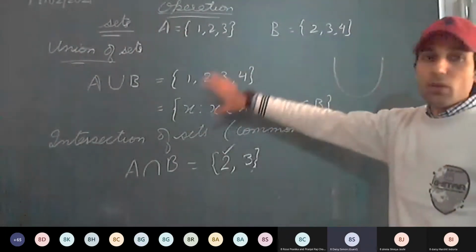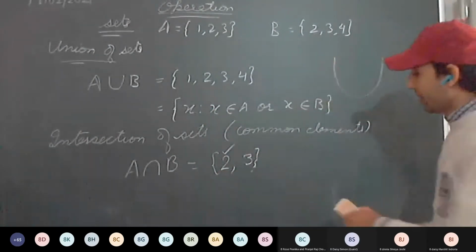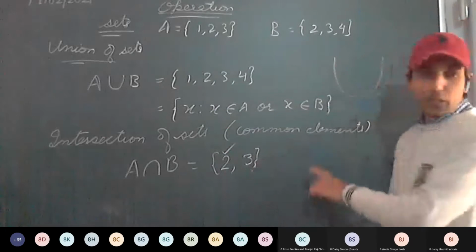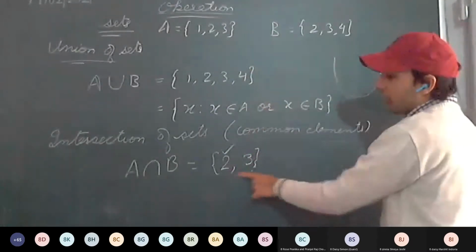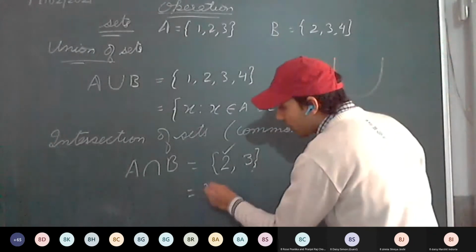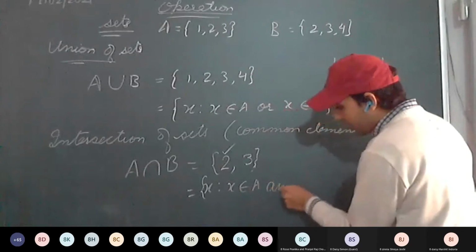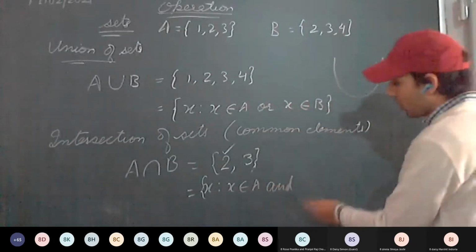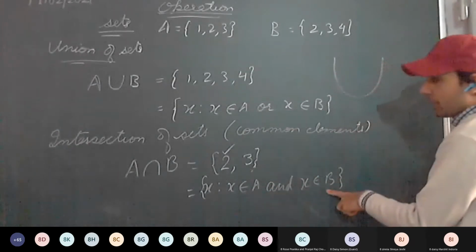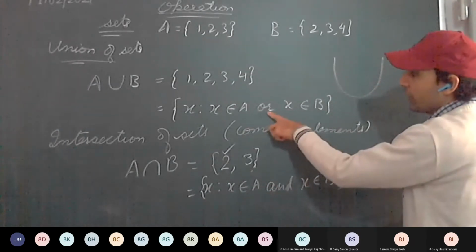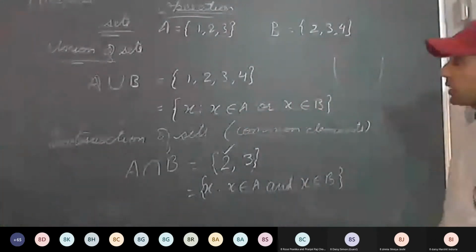So in union, we put all the elements. In intersection, we take the common elements. So these elements must belong to both the sets. How can we write it in set builder form? A ∩ B = {x such that x belongs to A and x belongs to B}. Here 'and' means both conditions must be satisfied, so x must belong to A as well as B. And in union, it is 'or', meaning either this is satisfied or this is satisfied. Understood this thing?